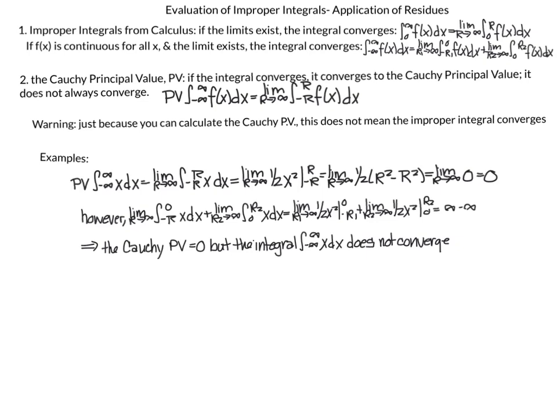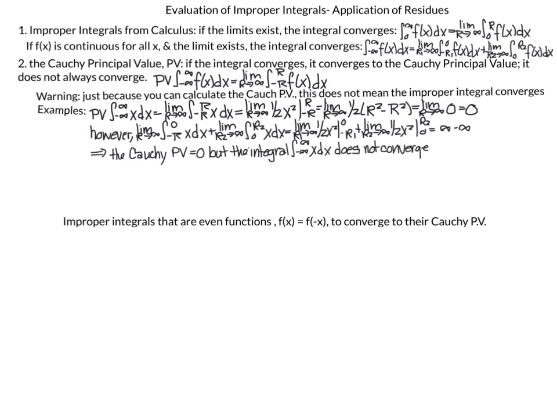So here is our example where we can calculate the Cauchy principal value, again using this particular formula for the Cauchy principal value, but we see that the improper integral from negative infinity to infinity of x dx does not converge. We're going to move up our work from our last example so we can compare that to our next example, which is where the Cauchy principal value does converge.